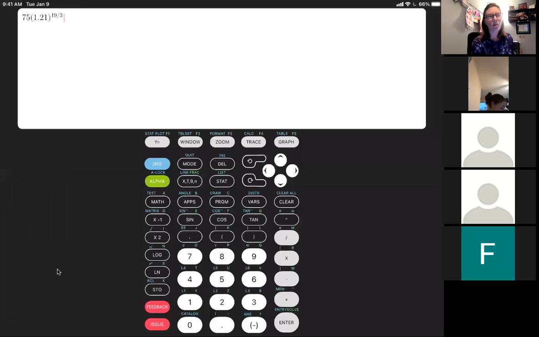So your calculator should be identical to the equation that you have written down. So 75 is the initial population, 1.21 was given, and then our exponent is 19 thirds. And then hit enter. So I have 250.82.